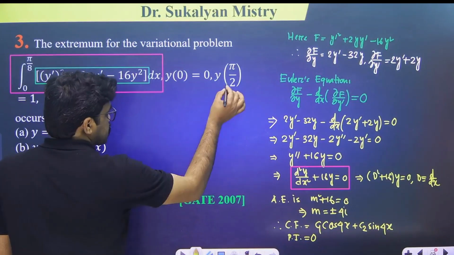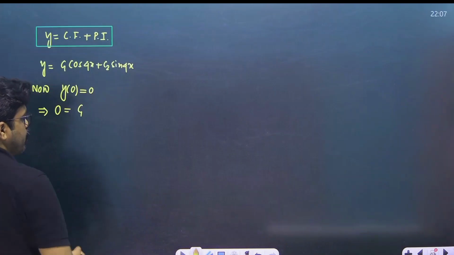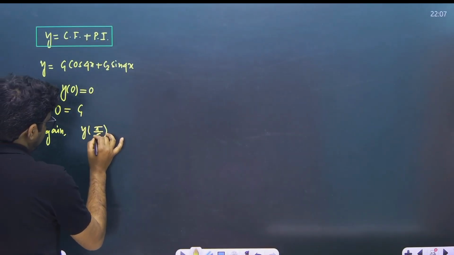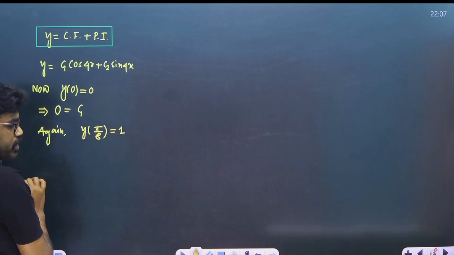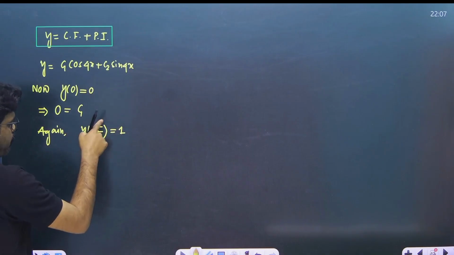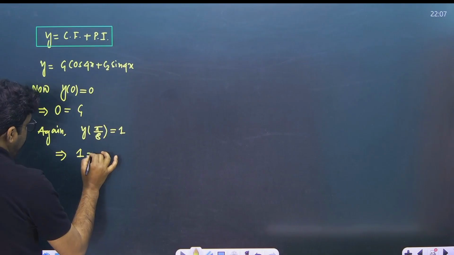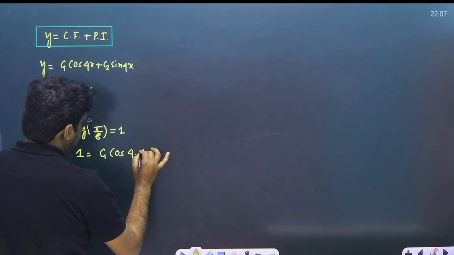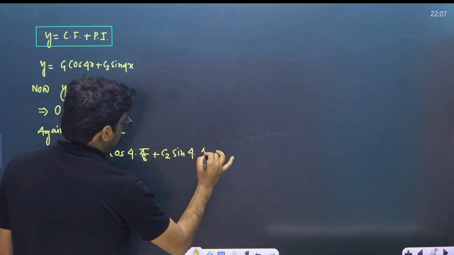so ultimately we get C1 is equal to 0. Please correction, this will be y(π/8) is equal to 1. So again, y(π/8) is equal to 1. That means when x is equal to π/8, y is 1. So this implies that y is 1 when x is π/8. So C1 cos(4 times π/8) plus C2 sin(4 times π/8).